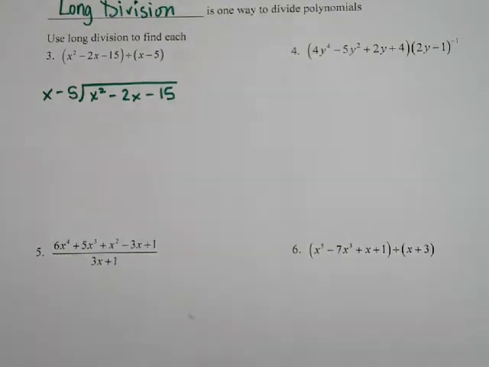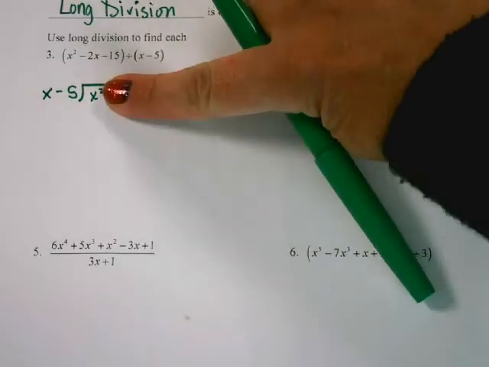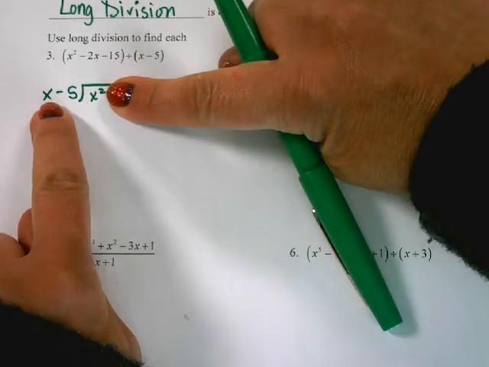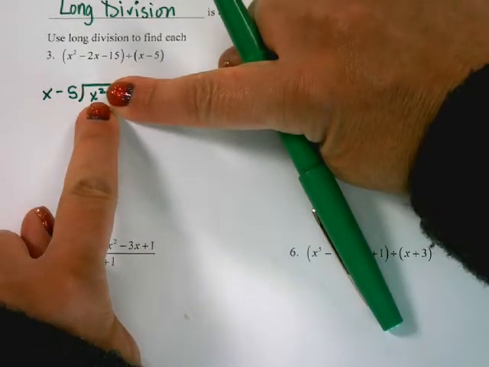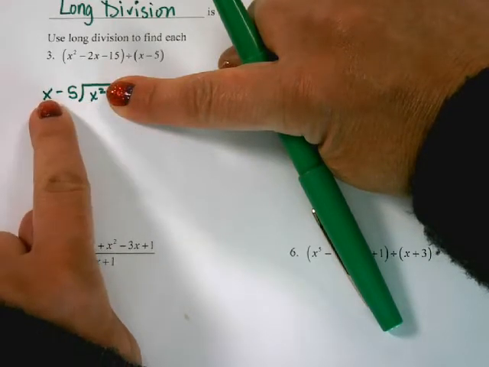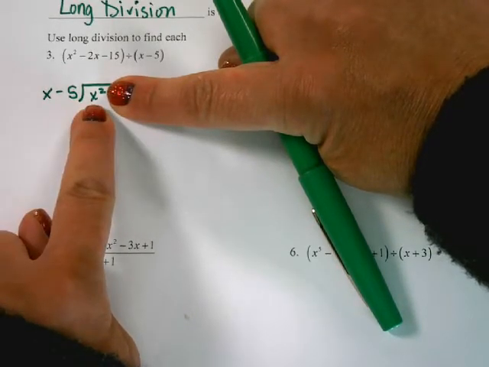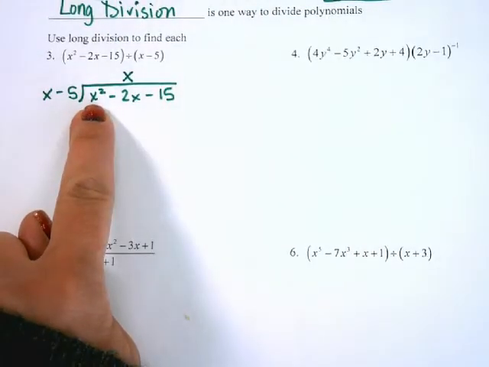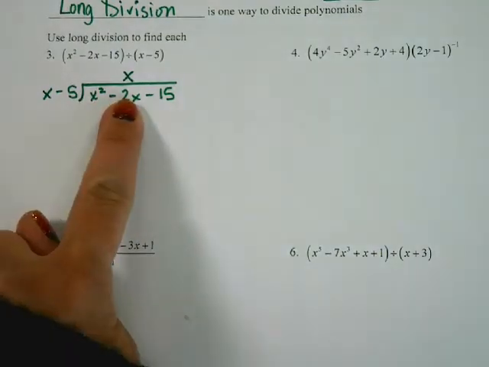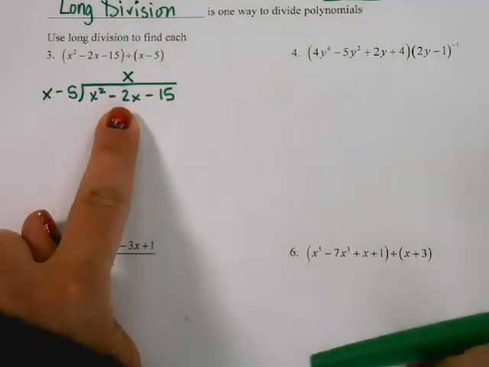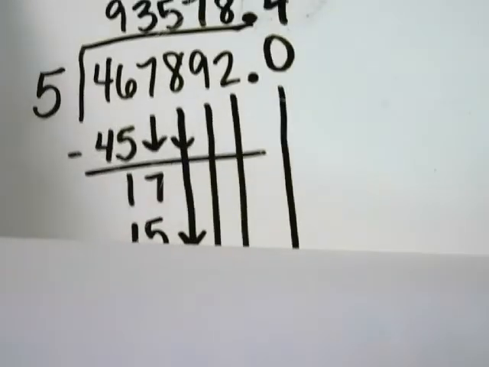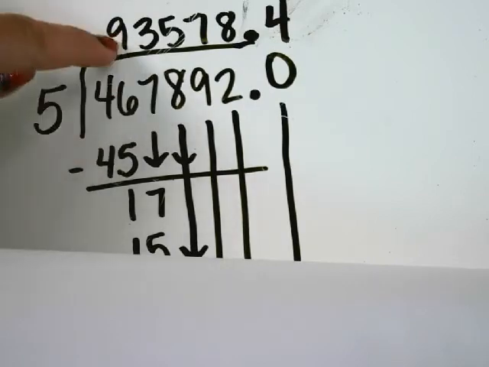Alright, so I'm just going to look here at this guy right there, and I'm going to say, okay, what do I have to multiply x by to get x squared? What do I multiply x by to get x squared? Just an x, right? And I'm going to line them up underneath the x's, just like we did over here. We lined up, oh geez, I put this 9 above the 6.